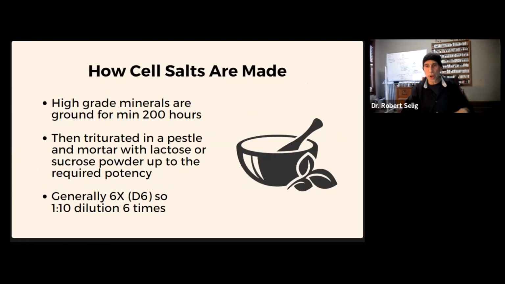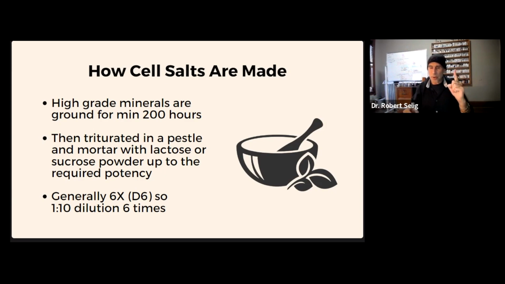So first we start with the highest grade mineral, and then that mineral is going to be ground, pulverized in pestle and mortar into a fine powder dust for a minimum of 200 hours. Now, once we create that powder dust of the mineral, that will be hermetically sealed, and then they'll take one part out of that and add that to 10 parts, either a lactose powder or a sucrose powder, pestle and mortar that until you get a 1x potency.